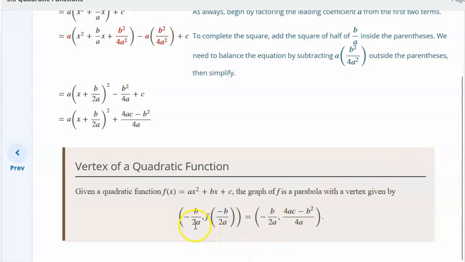So that your x value in the vertex is negative b over 2a, and the y value is derived by this formula, 2ac minus b squared, divided by 4a. Now, you'll need to have that in your notes, and you'll be asked to use this in future examples. So have that written out somewhere.